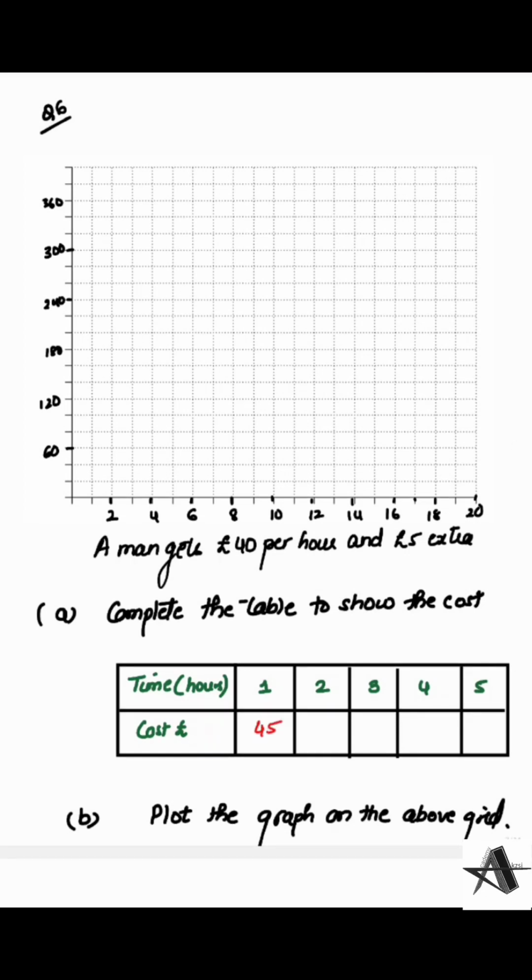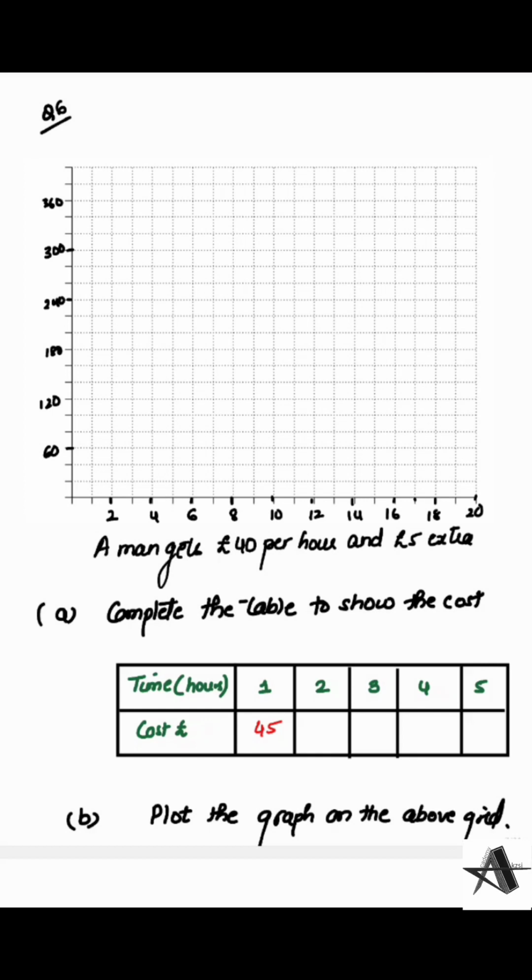If he works for 2 hours, obviously 2 hours is what? 80 plus 5. Here that means 5 pounds he is getting extra for every hour. It's not that if he's working 3 hours he gets 5 pounds extra in total. He is getting 5 pounds extra every hour for working an hour. That's the meaning of this one. So the man gets 40 pounds per hour, that's why it's described as per hour, and 5 pounds extra.